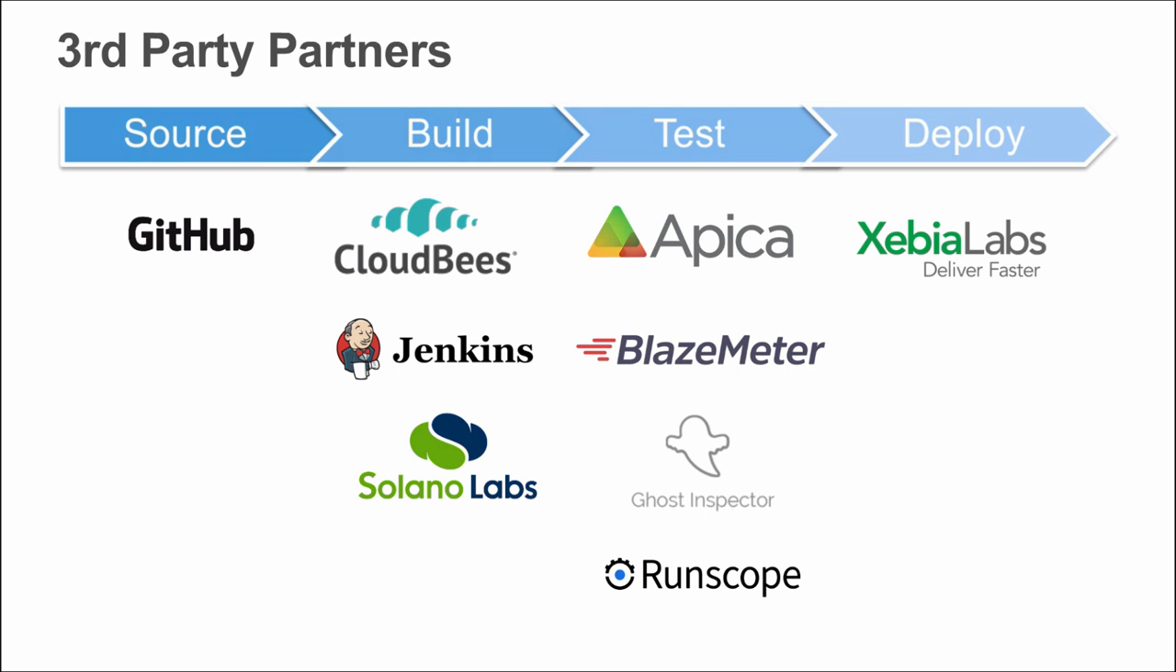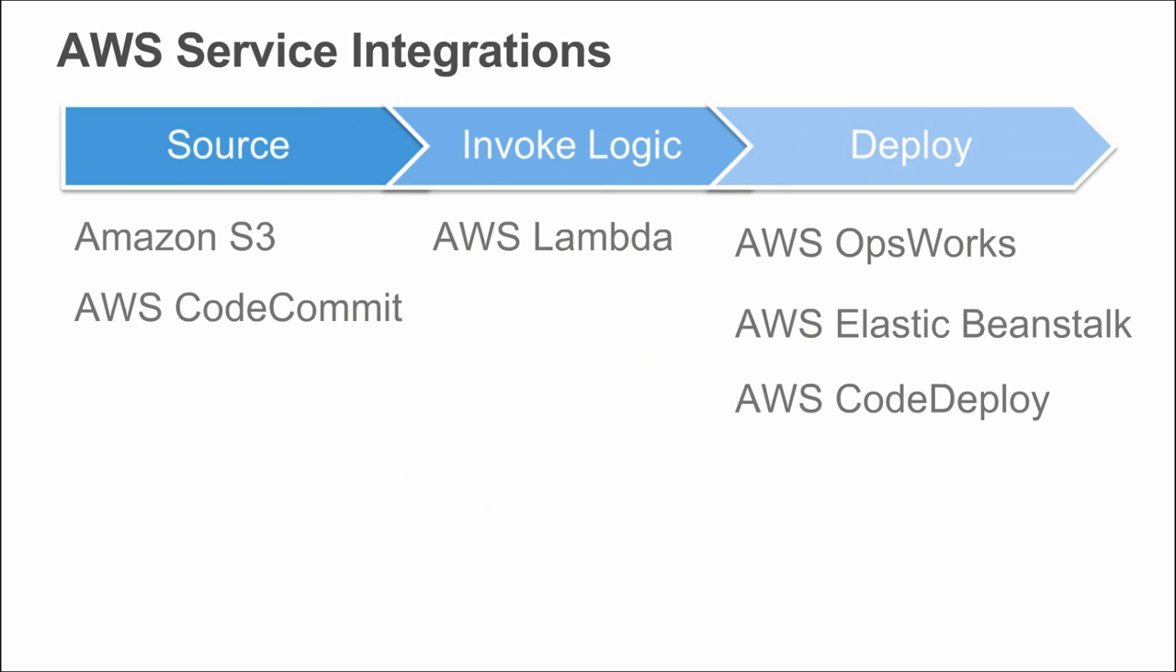For the source, we have GitHub. For build, we have CloudBees, Jenkins, Solano Labs. And as you can see, the list goes on, and this list is outdated. We do support some more at this point in time. We also have internal service integrations. For the source, we support S3 as the source, and CodeCommit, which is our equivalent to GitHub, a source repository.